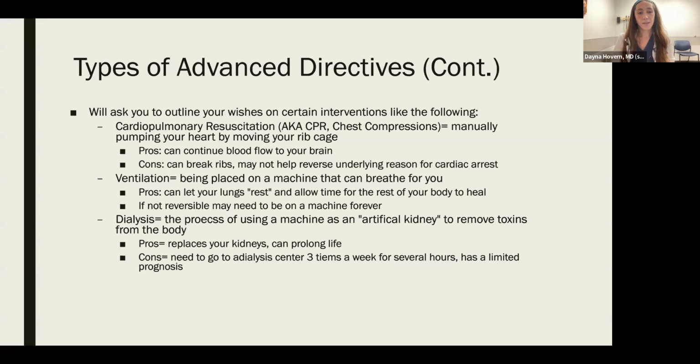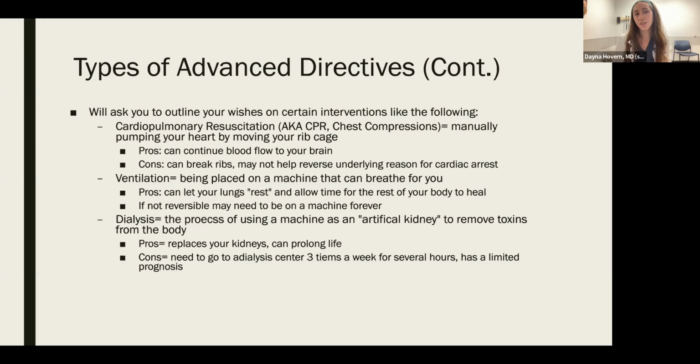The negative sides to being on dialysis are that you need to go to a dialysis center multiple times a week. Sorry for the typos. And it can be for several hours. Often the session is 4 hours when you're there. Patients have found that they end up spending a majority of their time in a dialysis center. And for some people, that's not acceptable. They'd rather spend that time with their family. And also, being put on dialysis is stressful for the body, even though it is helping, and has a limited prognosis.